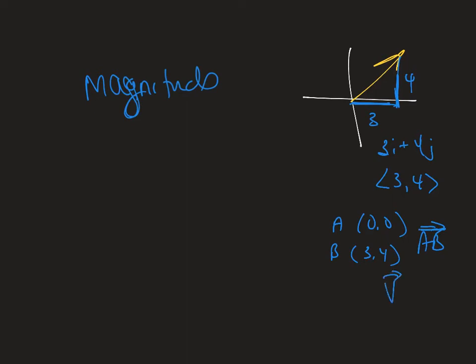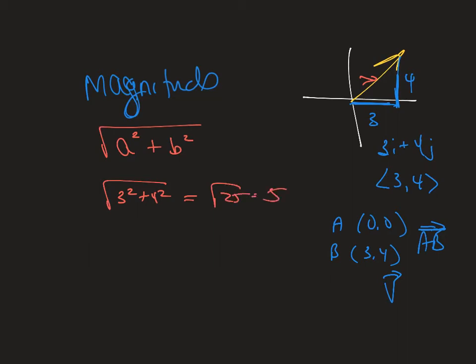It doesn't matter. But anyway, the magnitude, guys, if you stop and think about it, just like pretty much everything else we do in this semester, it all comes back to right triangle trig. We're going to use the Pythagorean theorem. So your magnitude is the square root of a squared plus b squared. The magnitude in this one would be 3 squared plus 4 squared, or the square root of 25, which is 5.